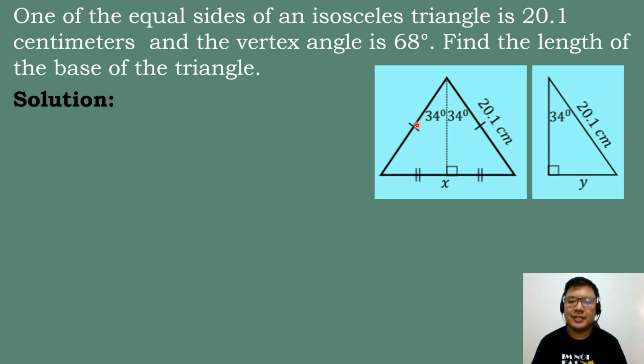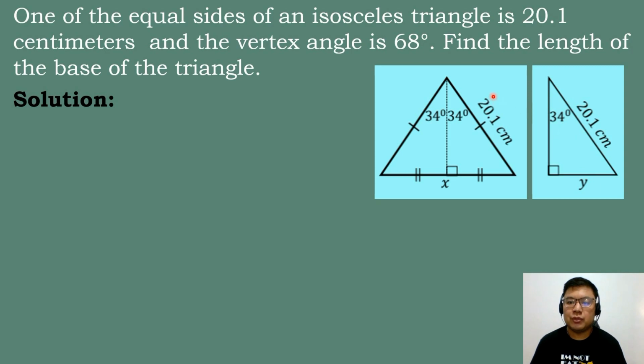We all know that this is equal to 68 degrees, and then the altitude bisects the vertex angle. So the angle which is equal to 68 degrees will now be divided by 2 to get this angle. So we have 34 degrees.